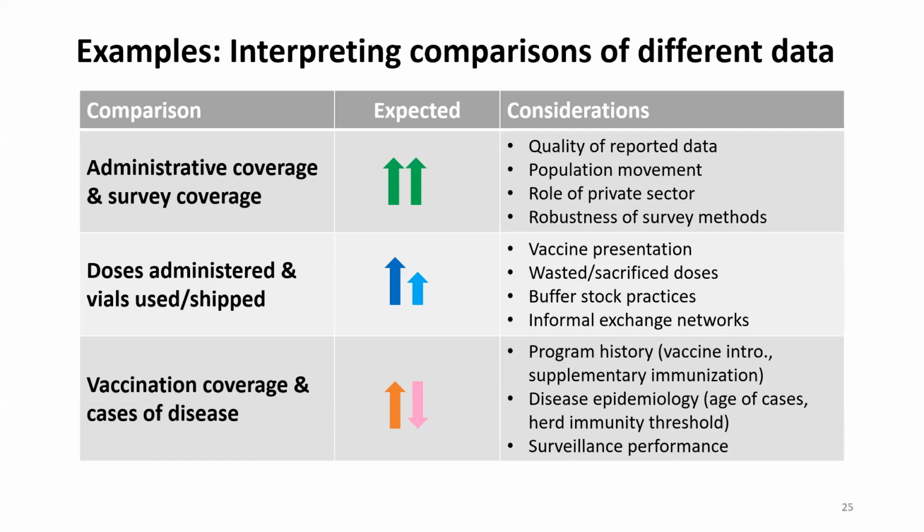And lastly, thinking about coverage and surveillance data, what would we expect to see here? Generally you'd expect those to be going in opposite directions. As coverage goes up, you'd expect cases of disease to go down, again, in an ideal world. But there are some considerations as to why that may not be happening with your data. Perhaps program history, like when a vaccine was introduced or supplementary immunization activities were conducted, the disease epidemiology, and of course the surveillance performance.